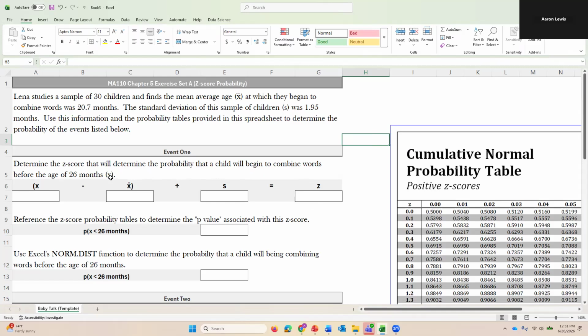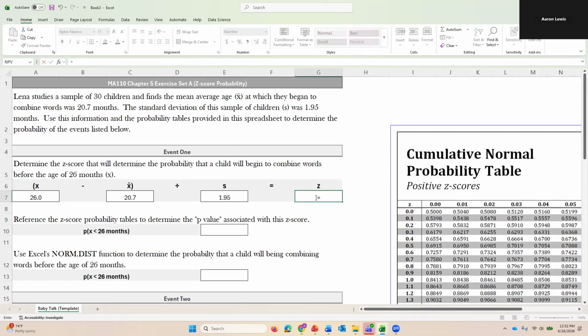We're looking for the z-score that determines the probability that a child will begin to combine words before the age of 26 months. Well, that means our x is 26. We know from the data given that the average of the sample was 20.7. So this would be well past average. According to our sample, most children begin to put sentences together at 20.7 months. For a child to not start doing so until 26 months would be well after what is typical. And I know this because this sample has a standard deviation of 1.95.